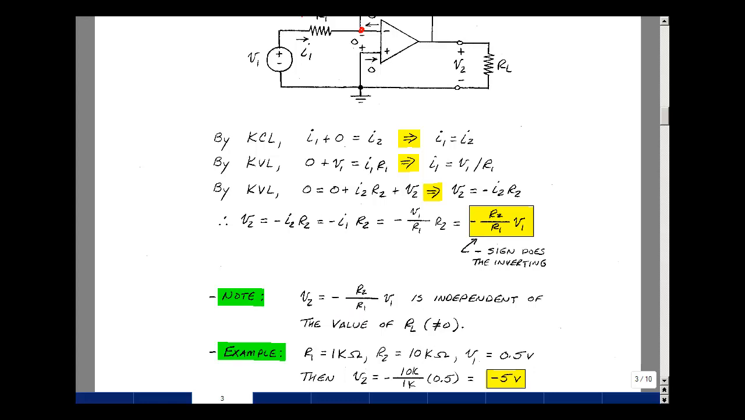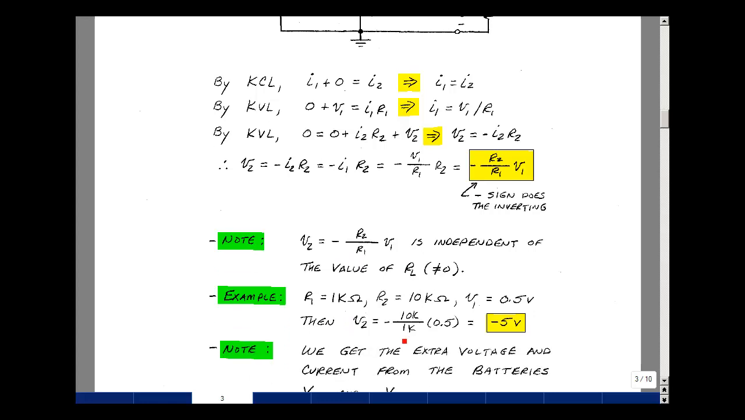Let's put some numbers in and see how this works. Suppose that R1 is 1K, R2 is 10K, and I have a half a volt input, say just DC. So V2 then is equal to minus R2 over R1 times V1. And that's 10 times the half a volt, or minus 5 volts. So we're getting more voltage out than we're putting in. Where's that coming from? Well, it's from the batteries that we hooked up.